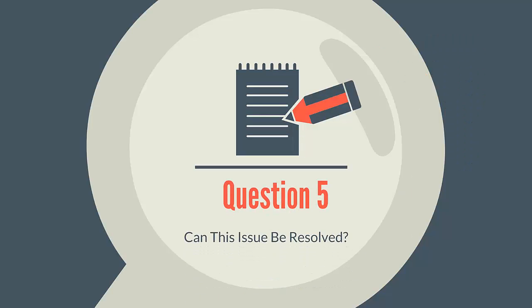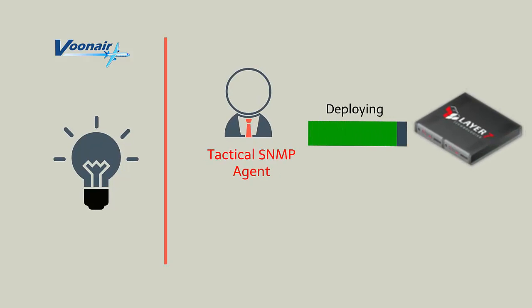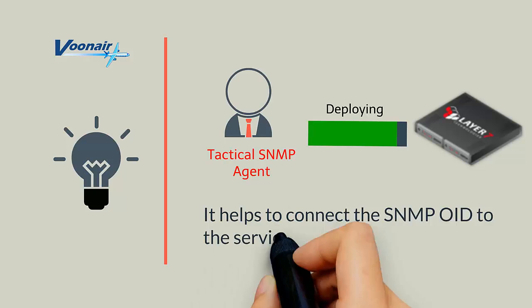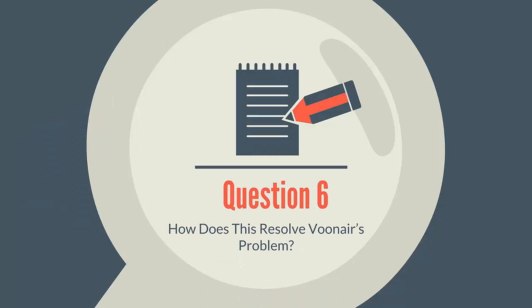Can this issue be resolved? Voonair can resolve this issue by deploying the Tactical SNMP Agent in the gateway. It helps to connect the SNMP OID to the service ID published by the SSG. How does this resolve Voonair's problem?